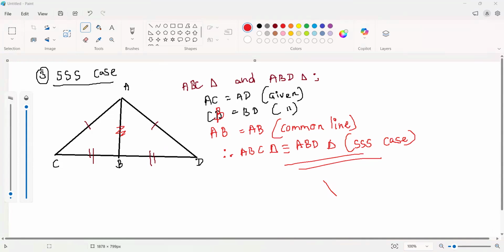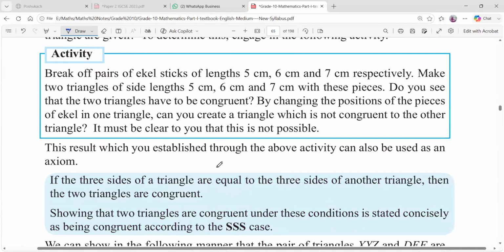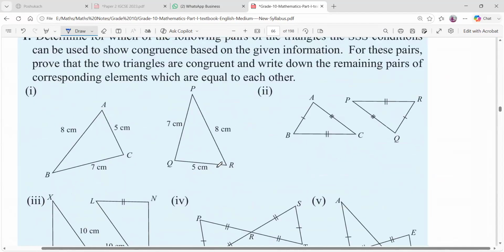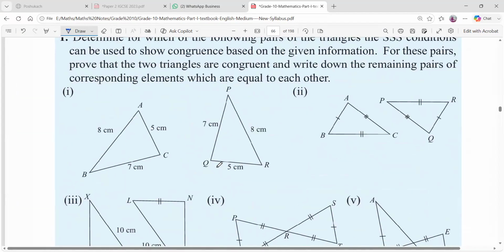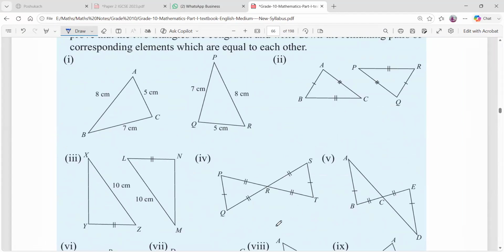Okay, so there are three sides equal to each other. That's called the SSS case. Three sides equal to each other. Can you tell? Quickly tell whether these are congruent or not.